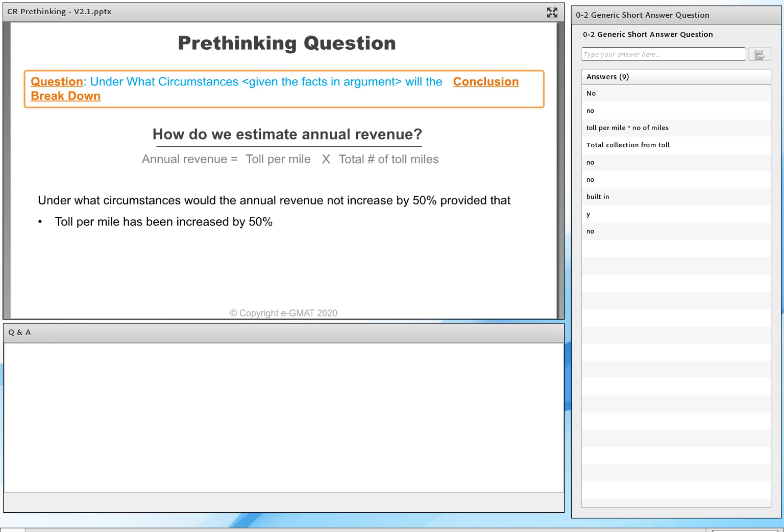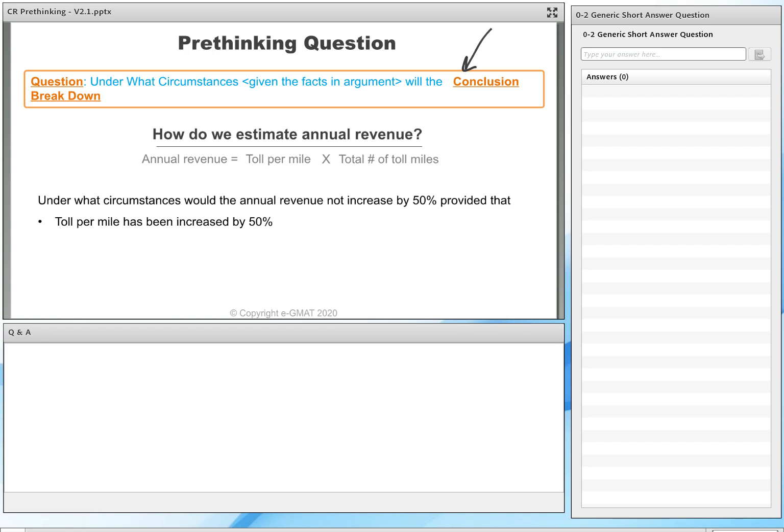Okay, so we ask the same pre-thinking question. Under what circumstances, given the facts and the argument, will the conclusion break down? What's my conclusion breakdown? The annual revenue not increasing by 50%. So again, I ask myself, under what circumstances would the annual revenue not increase by 50%, provided that toll per mile has gone up by 50%? In other words, if we already know this number has gone up by 50%, in what scenario will this number not go up by 50%?